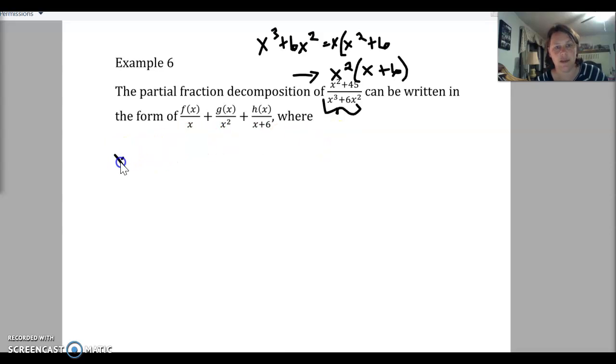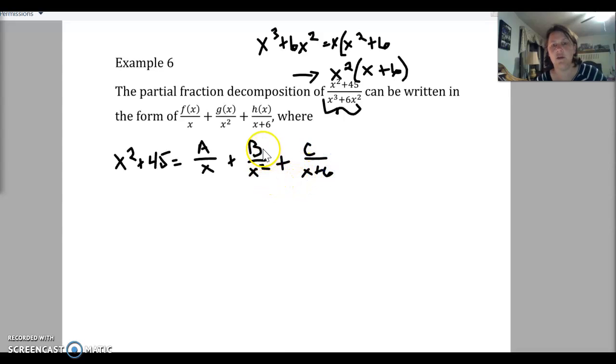So we're going to end up with x squared plus 45 is equal to A over x plus B over x squared plus C over x plus 6. So notice the difference here. We do not need to put a Bx plus C above here because this is a repeated linear factor. It is not one of the quadratic factors that cannot be reduced. Okay, so that's the difference here.